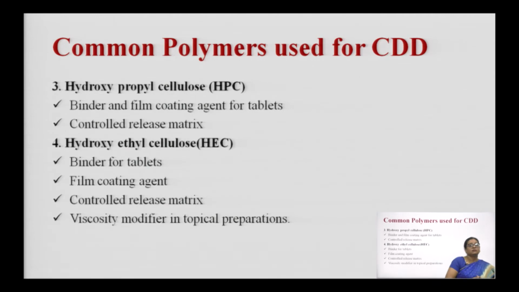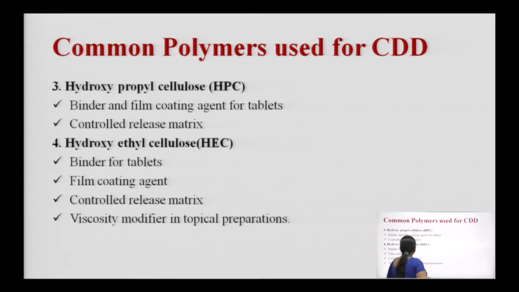Next important cellulose ether is hydroxypropyl cellulose. Hydroxypropyl cellulose has been used as a binding agent in tablets. It has been used for film coating in tablets, and it has been used for preparing matrices for controlled release of drugs.